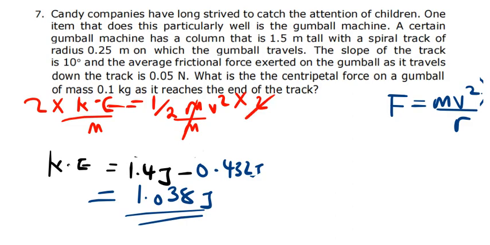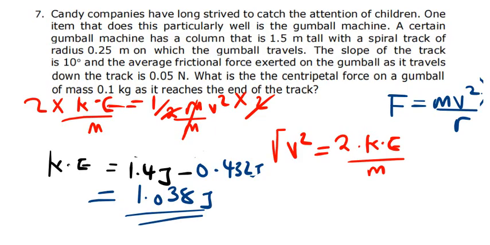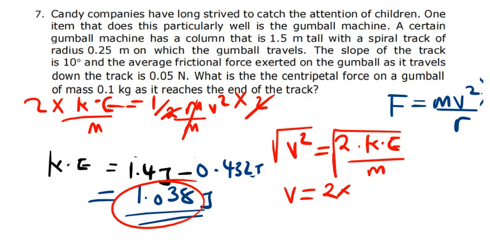The 2 and the 2 are going to divide, therefore I'm just going to remain with v squared on the other side. So basically this is what I have: v squared will be equal to 2 multiplied by ke over m. For me to find my v, I'm going to square root on both sides. So v will be equal to the square root of 2 multiplied by the kinetic energy. We've already found that it is that.